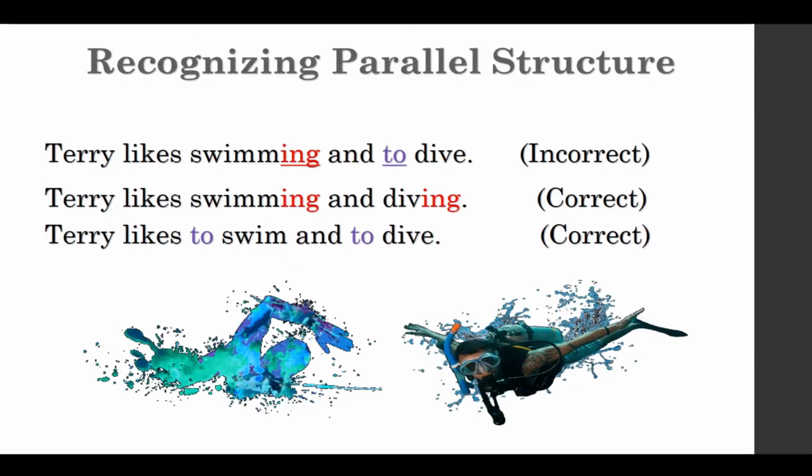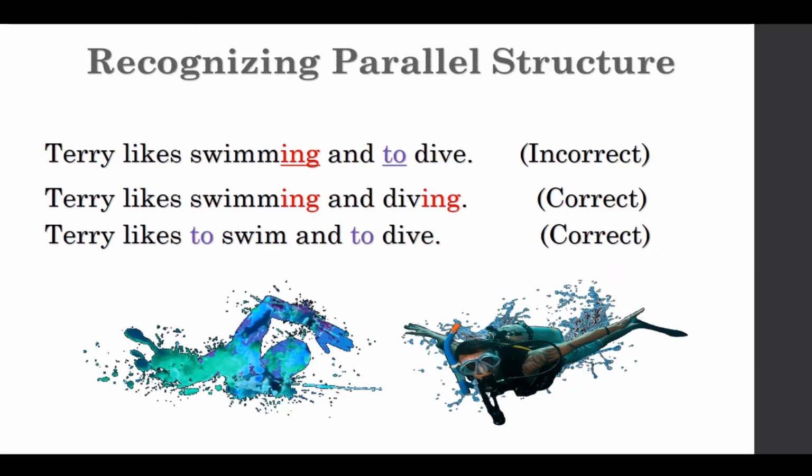So let me show you some examples. We have a few sentences up here, and the first one is actually incorrect. It reads, Terry likes swimming and to dive. This sentence is not parallel. What I can do is take the first form, which ends in ing, and rewrite it like this: Terry likes swimming and diving. Now both of them end in ing. Or I can take this form and say Terry likes to swim and to dive. This one is incorrect. Both of these are correct.